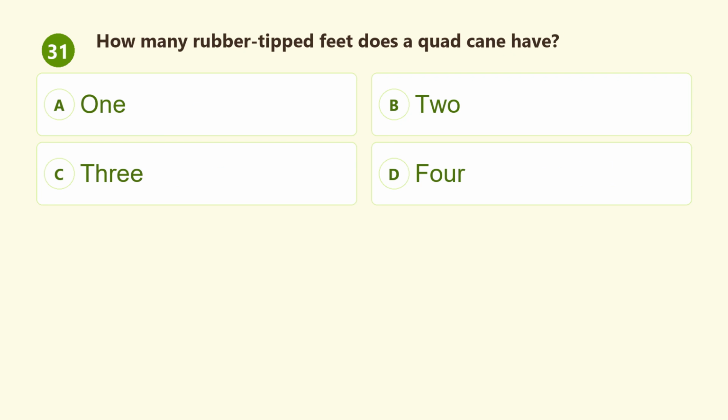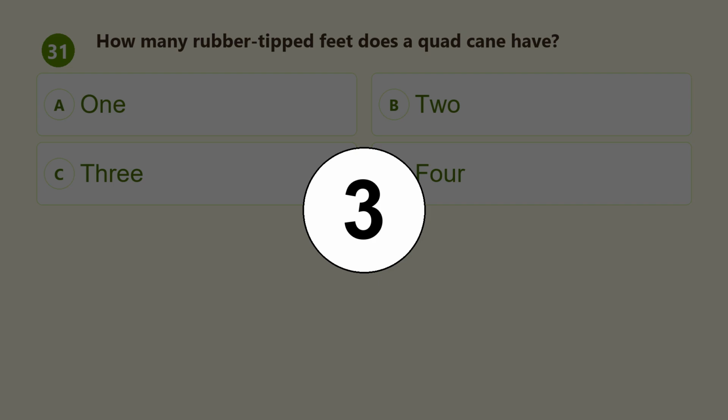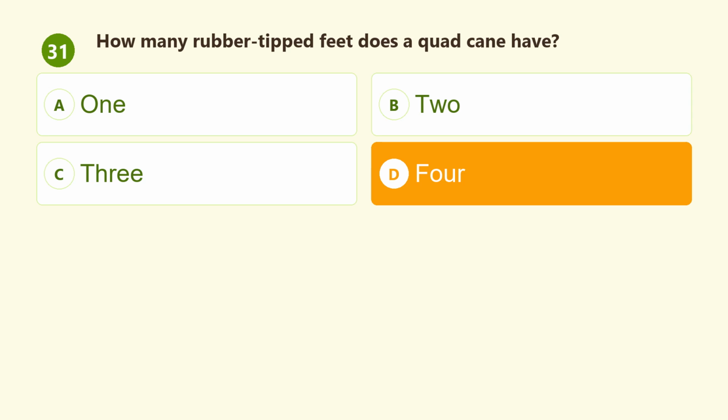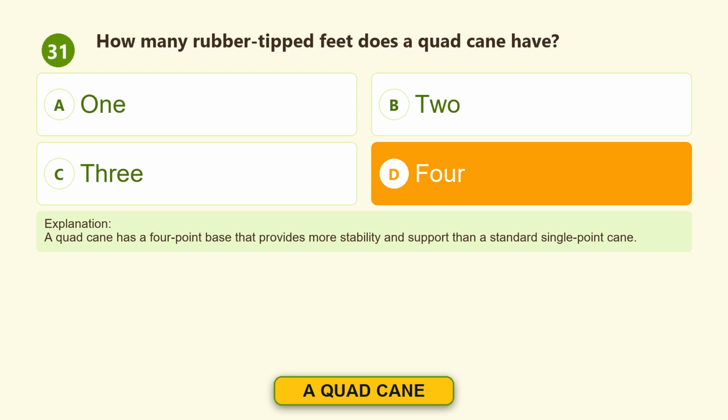Question 31. How many rubber-tipped feet does a quad cane have? Option A, 1. Option B, 2. Option C, 3. Option D, 4. The correct answer is option D, 4. A quad cane has a 4-point base that provides more stability and support than a standard single-point cane.